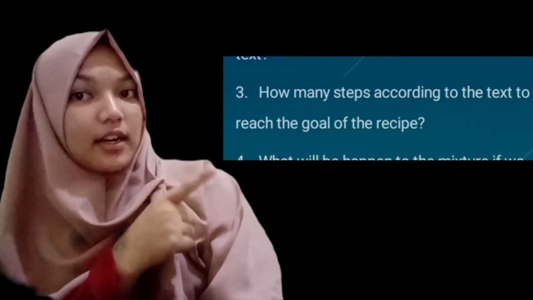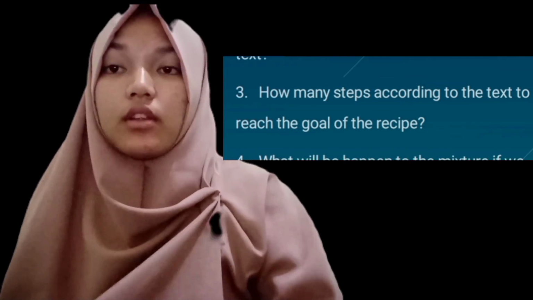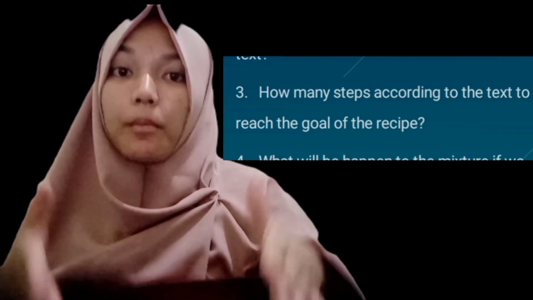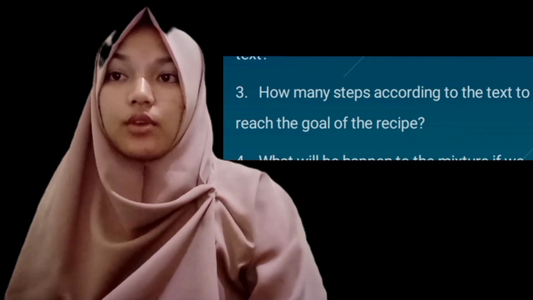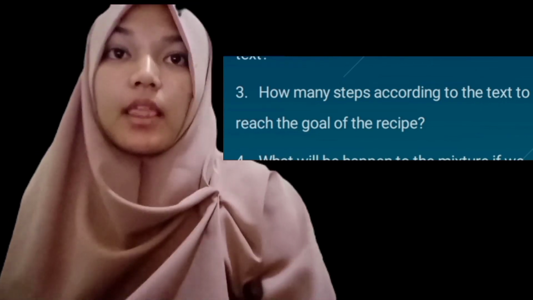Okay, we can go next to the last question from me. The third question, we can see it there. So the third question: how many steps according to the text to reach the goal of the recipe? In this question, we use the scanning skill. That is the answer, okay?